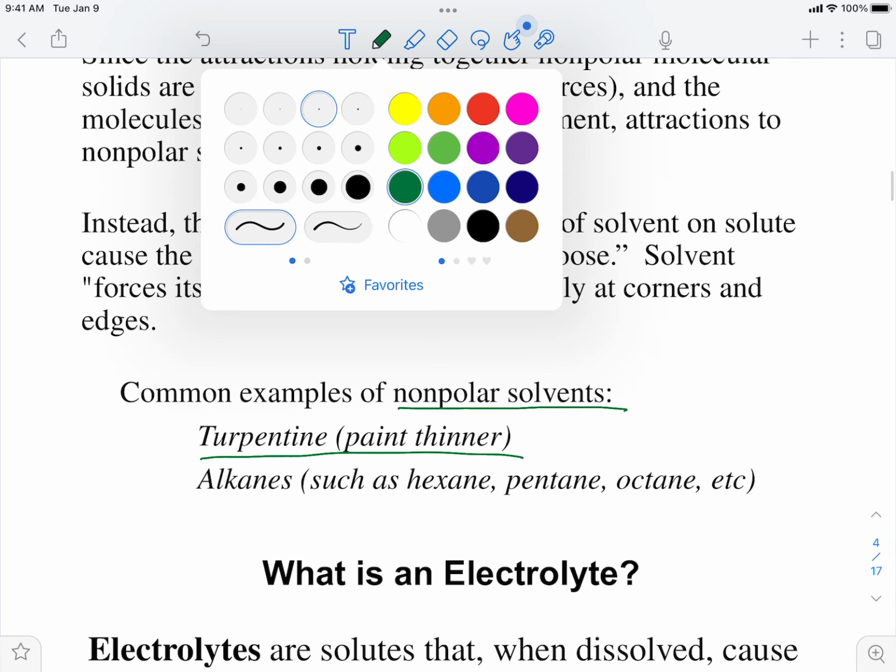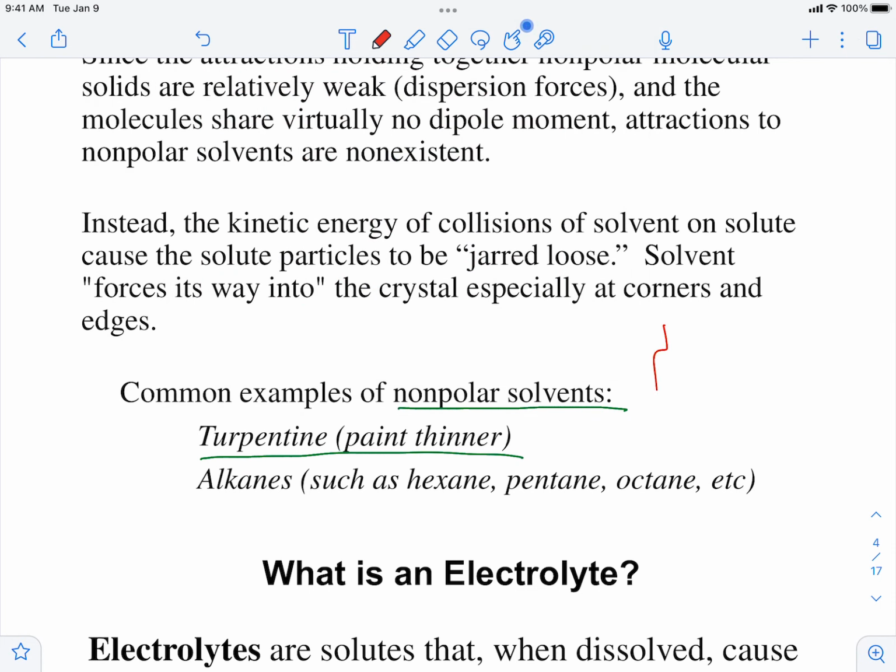And what that looks like, it's usually a jar, right? So imagine you have a paintbrush, and it's covered with paint. You dip this in a jar, and then you wait like a day. And then when you take it out, the oils have been dissolved by the nonpolar solvent, and the brush looks completely clean. Right?